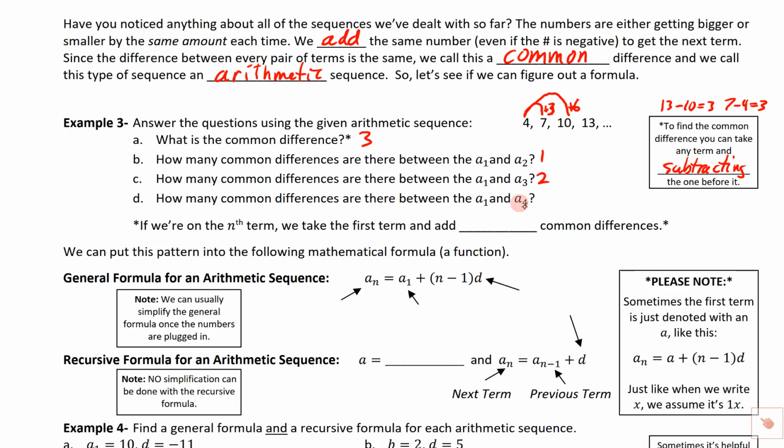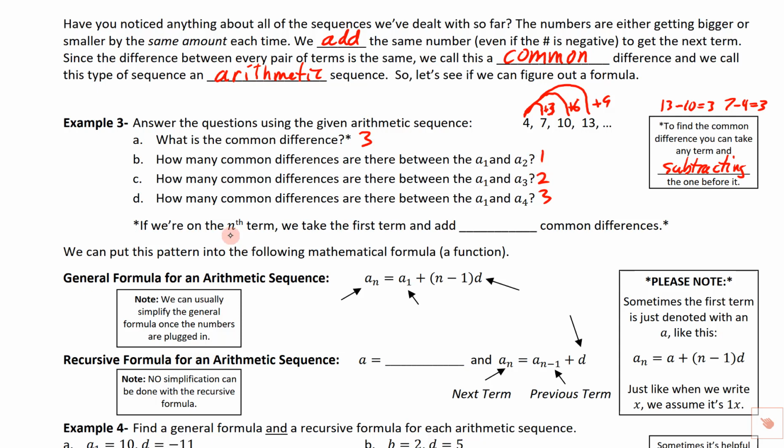And then if we want to go from the first term to the fourth term, so we want to go all the way to here, we would have to add 9, because 9 plus 4 is 13. So that would be 3 common differences. 3 times 3 would be the 9. So if we're on the nth term, we start with the first term and then we have to add. Notice if we're on the fourth one, we had to add 3 common differences. If we're on the third one, we had to add 2 common differences. And if we're on the second one, we only had to add 1 common difference.